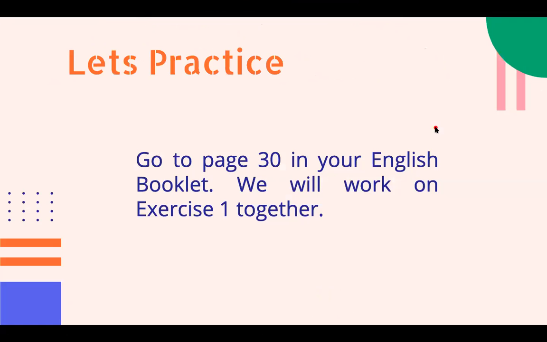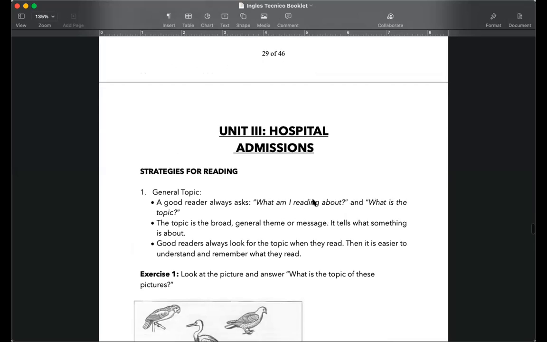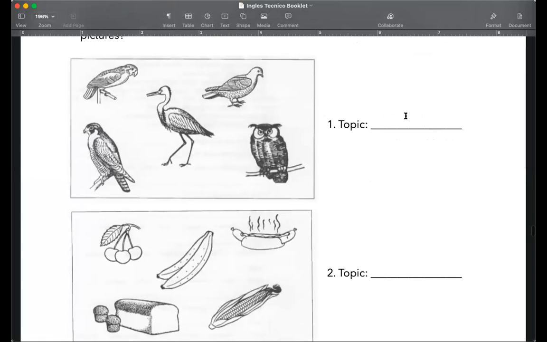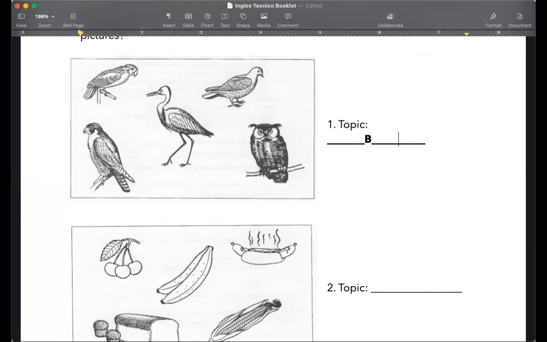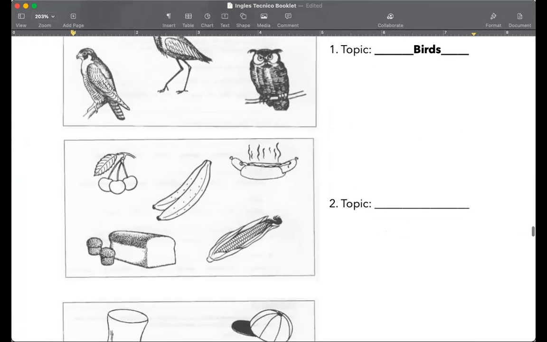Okay, so now I need you to go to your English booklet, que no lo hemos usado hace tiempo, on page 30. Se los voy a mostrar. Okay, sí, esto es. Okay, down here. So we already did number 1. We said it was birds. We're going to work on this exercise together.